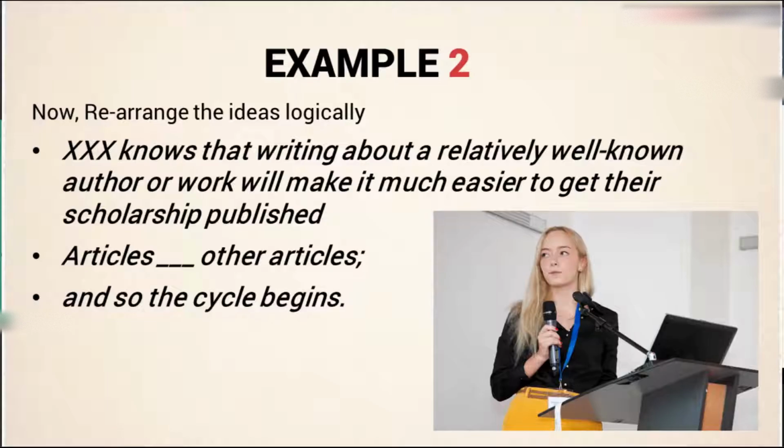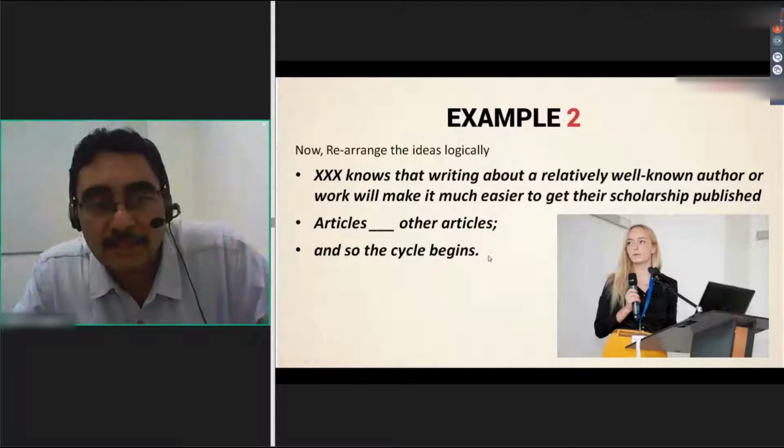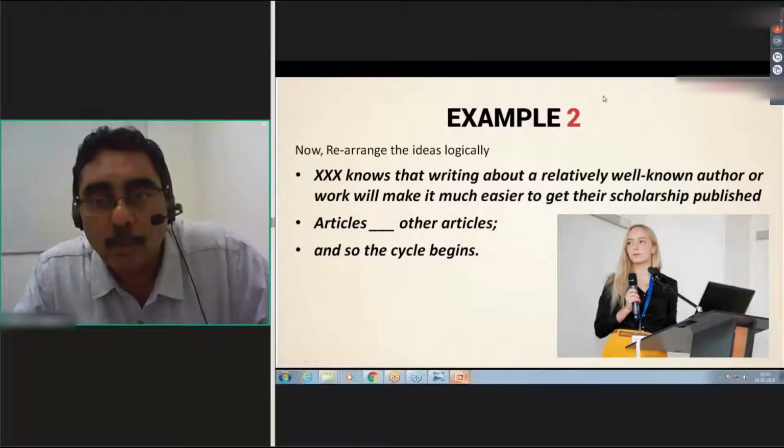Okay, let's move a step further in the same thing. So is this correct? We know that XXX means young profs. They're writing about relatively well-known authors or work because it will make them easier to get their scholarship published, right? Their publications per se. So articles dash other articles, and so the cycle begins. So what's the right word? What do you think will fit the blank?